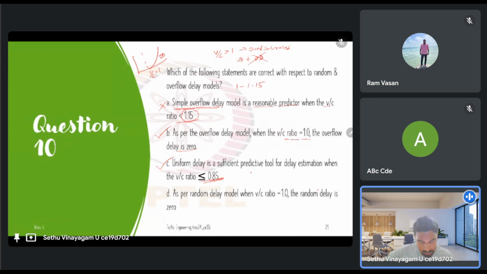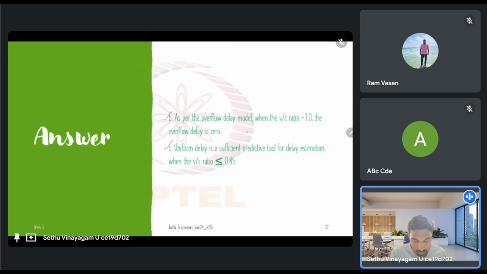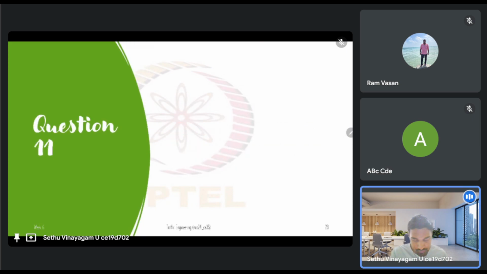And D is as per the random delay model, when V by C is equal to 1, the random delay is 0. So this is incorrect, because the random delay is for when V by C is less than 1, right? So at V by C equal to 1, the random delay asymptotically increases and goes towards infinity. So it's not 0, it tends towards infinity. So therefore, option D is incorrect. So only options B and C are the right answers.